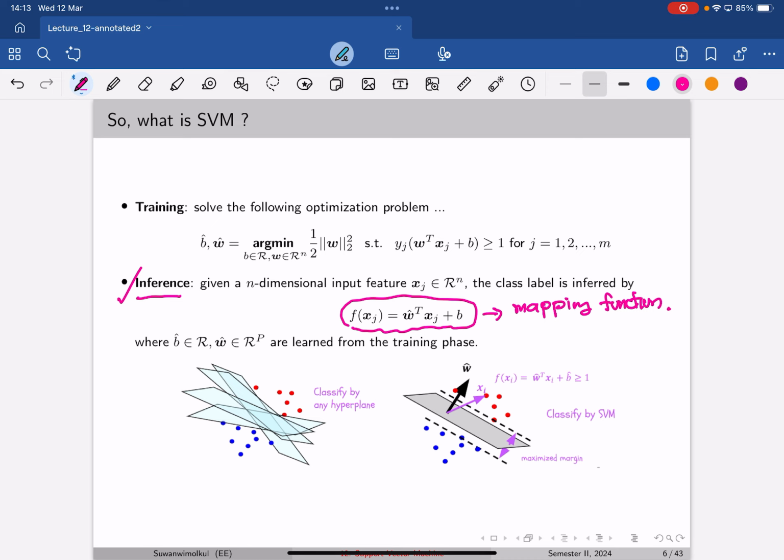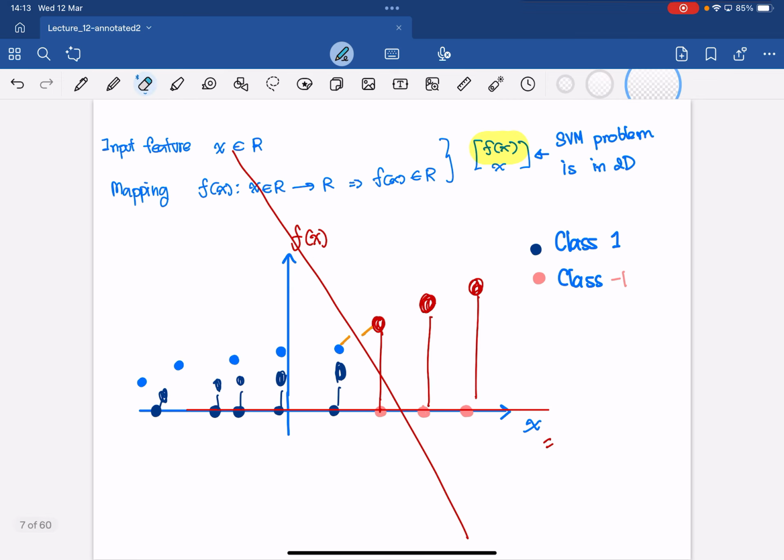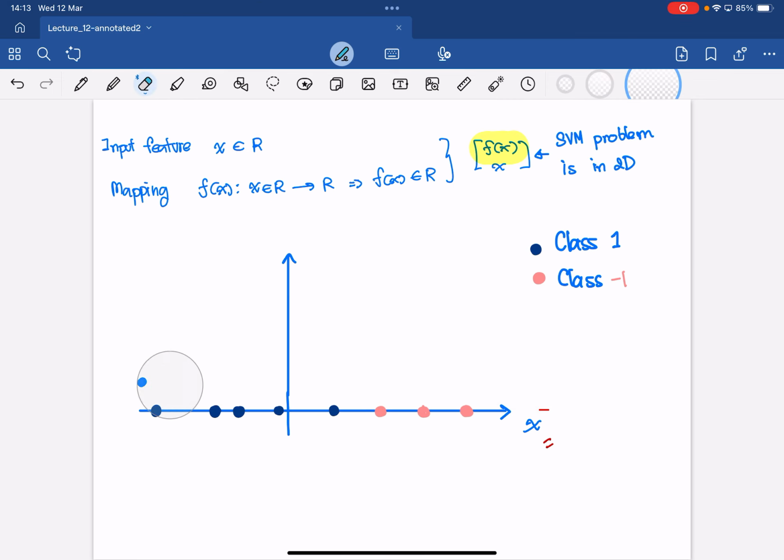So let us look at a very basic example. Suppose that our input feature is a data point in real space, just a scalar value, and we want to classify it. Let's say this data is linearly separable. What does it mean when I say linearly separable? It means that there's no overlapping between the two classes.